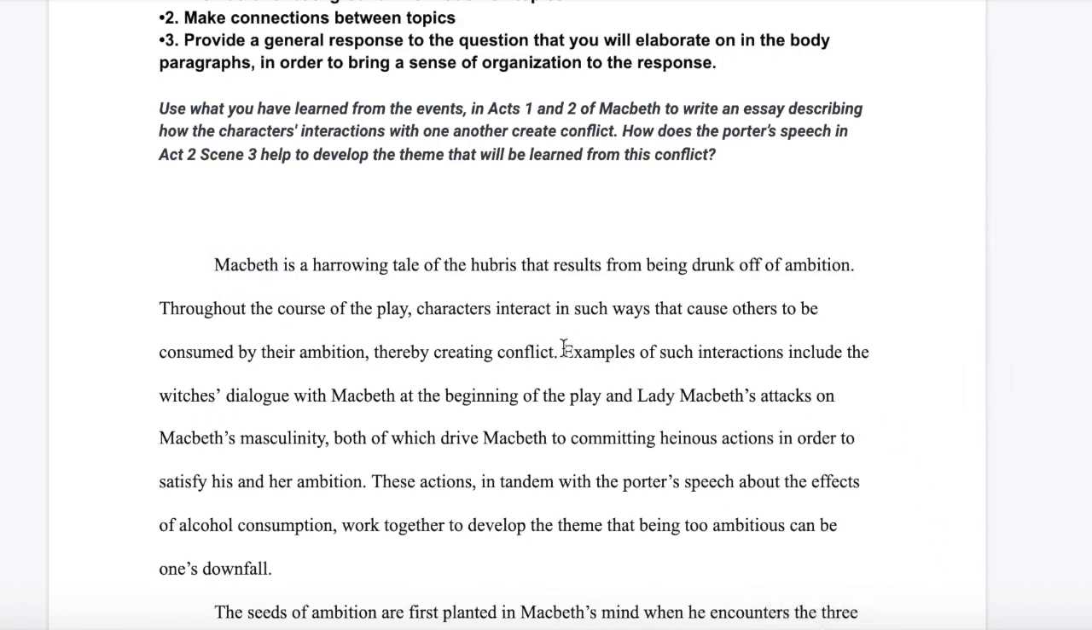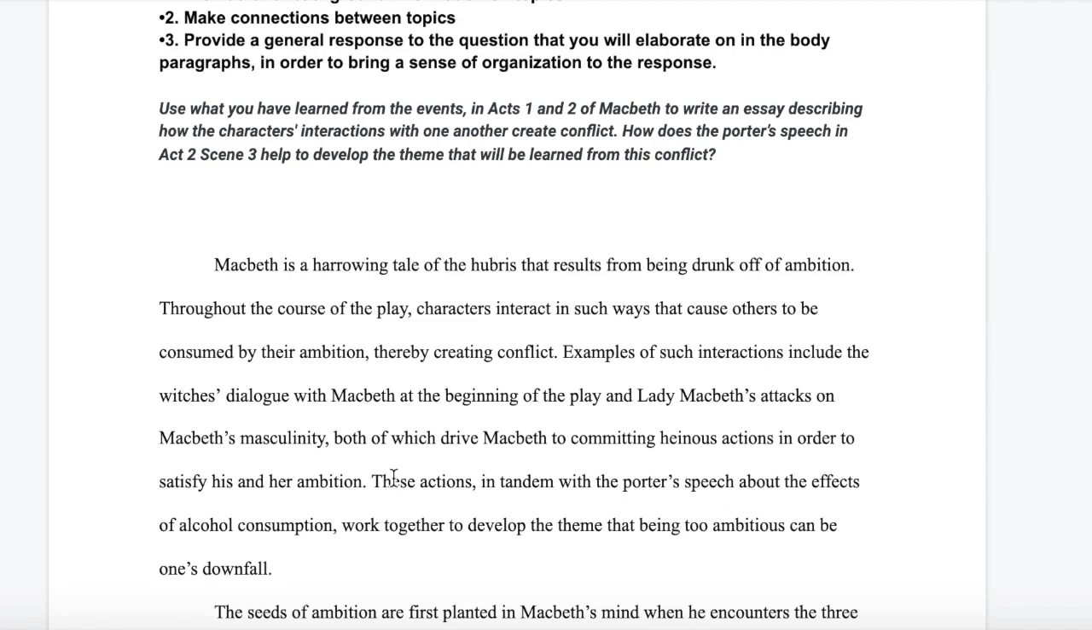Then I give more background information on those characters' interactions and the conflict. So I say examples of these interactions include the witches' dialogue, and then Lady Macbeth attacking Macbeth's masculinity, and then I get into a little bit of what the conflict is. It drives him to commit heinous actions. In the case of Macbeth, it's murdering King Duncan.